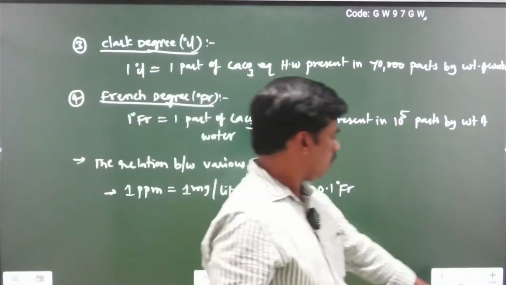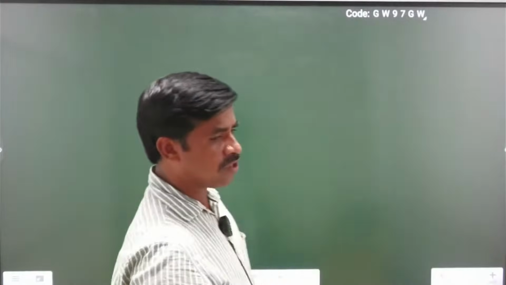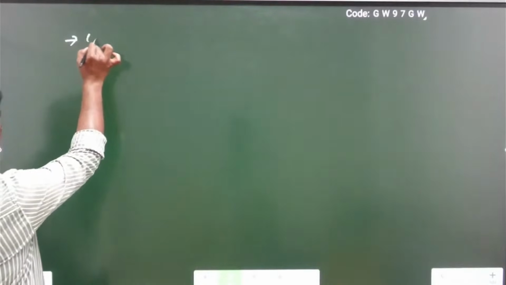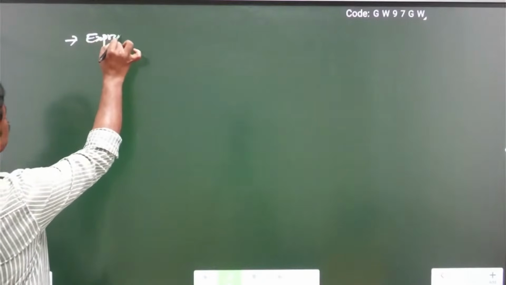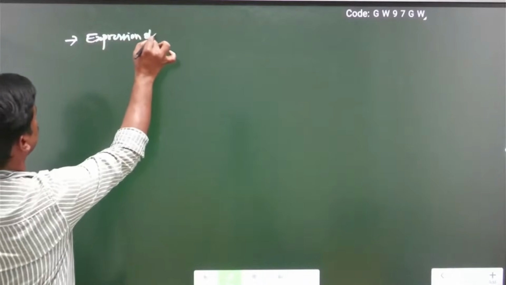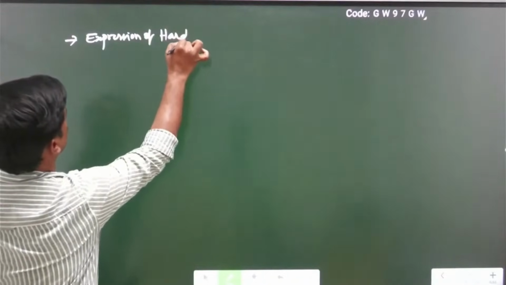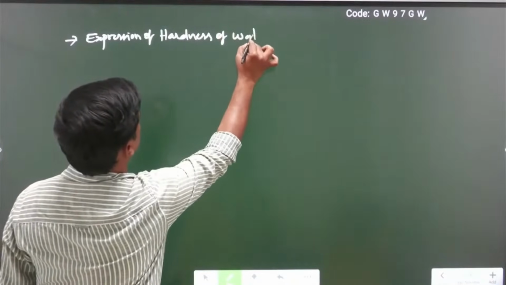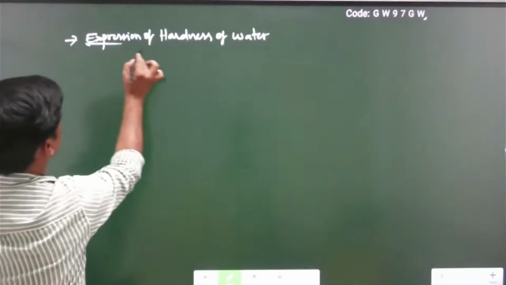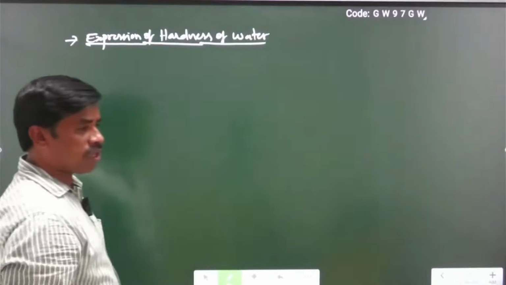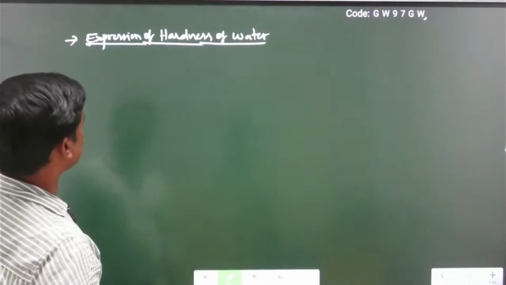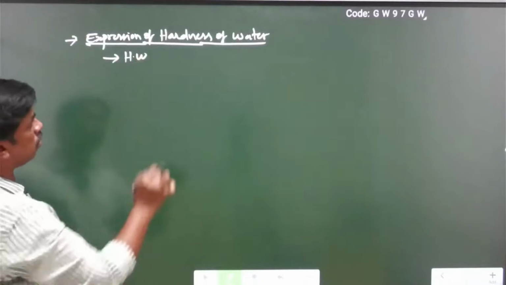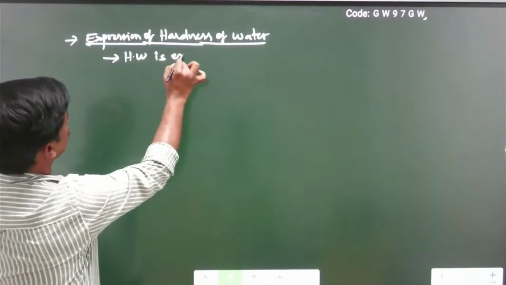After that, how is this hardness going to be expressed? Expression of hardness of water. Here, hardness of water is expressed in terms of calcium carbonate equivalents.